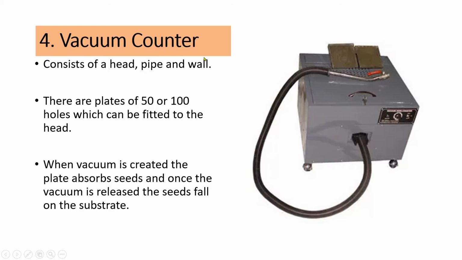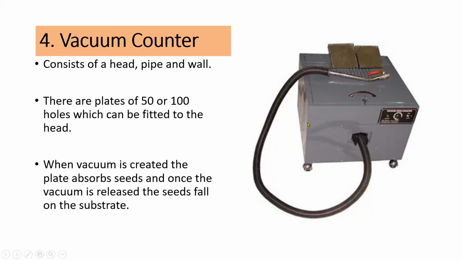Coming to the vacuum counter, which is another equipment for seed counting. In this, it uses electric power to count the number of seeds. Usually what is required here is a plate which consists of 50 to 100 holes, much like this, which is attached to a pipe like this.